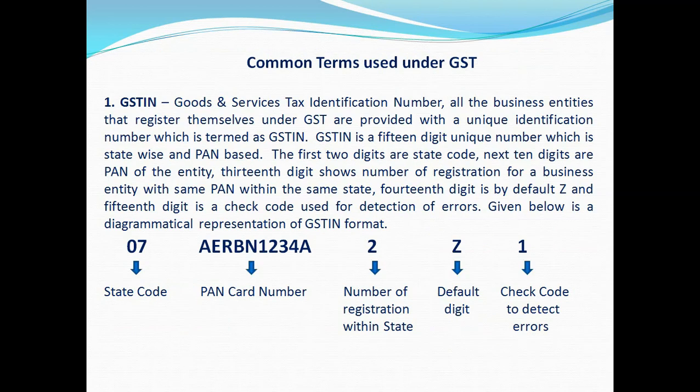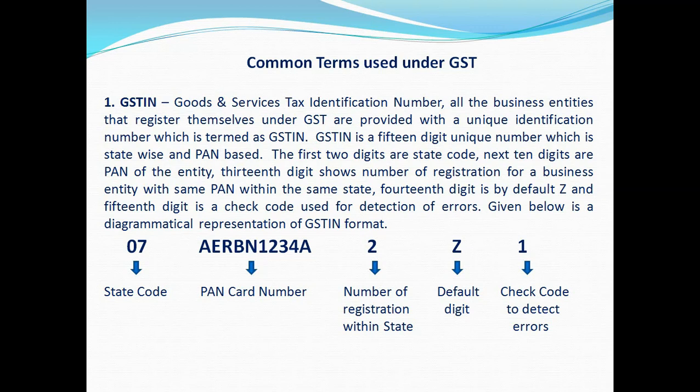Next, we will discuss the common terms used under GST. Here, first is GSTIN, that is Goods and Services Tax Identification Number. All the business entities that register themselves under GST are provided with a unique identification number, which is GSTIN. GSTIN is a 15-digit unique number which is state-wise and PAN-based. The 15 digits of the GSTIN have their own relevance, and now we'll discuss the bifurcation of these 15 digits. The first two digits of the GSTIN are the state code.